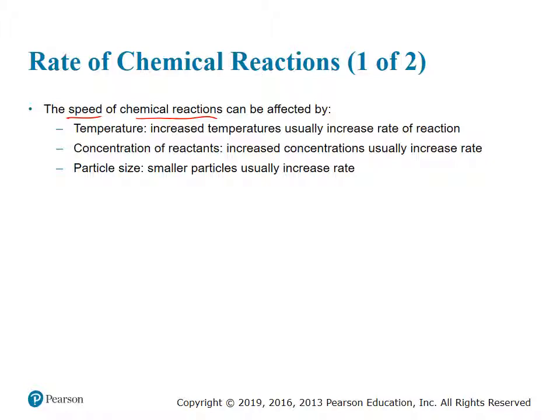We call this the speed of chemical reactions, but we would also know this to be the rate of reaction. How fast or how slow a reaction goes depends on these three main things. Temperature, how many reactants you have, or we know that to be the concentration, and how big the chemicals are, the particles, right? That is a big role player.